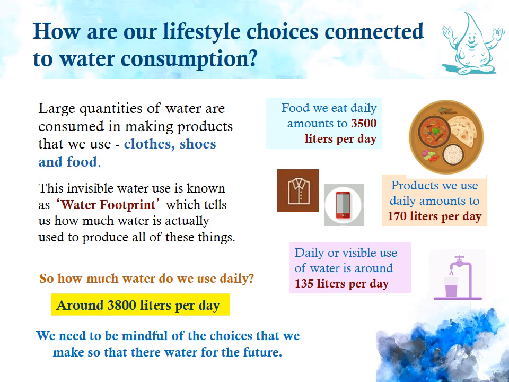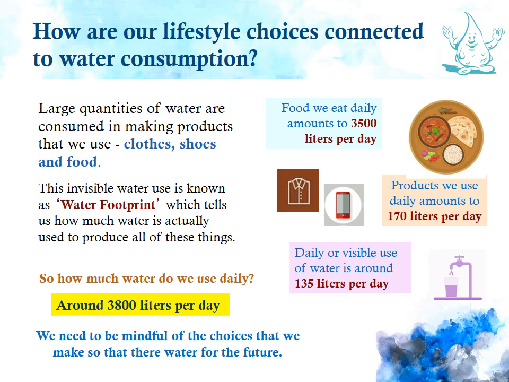It takes up to 900 liters of water to produce one mobile phone, according to waterfootprint.org. Did you know that our daily or visible use of water is around 135 liters per day? But adding invisible water use, it sums up to a whopping 3,800 liters per day. Can you believe this? Each one of us uses this large quantity of water per day.